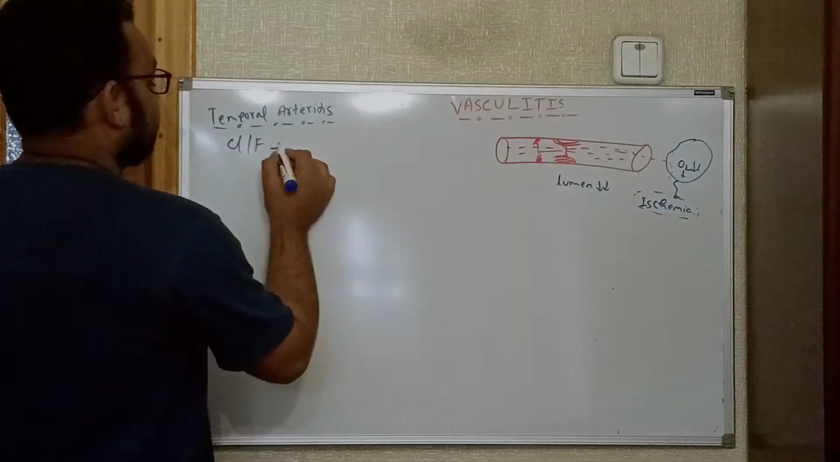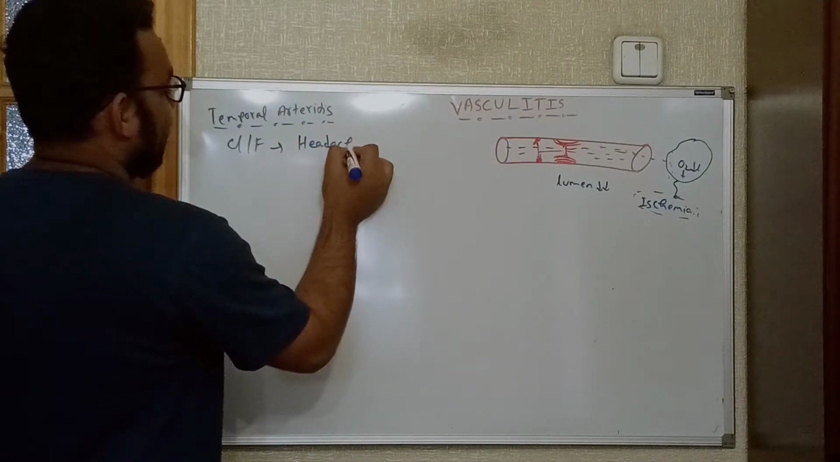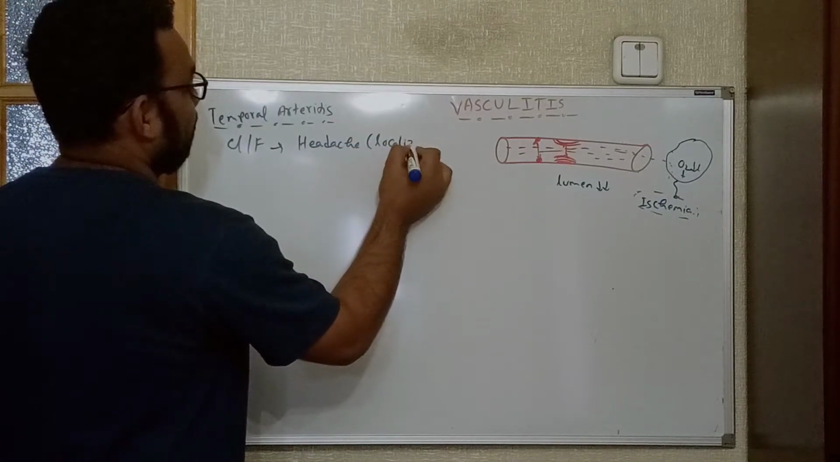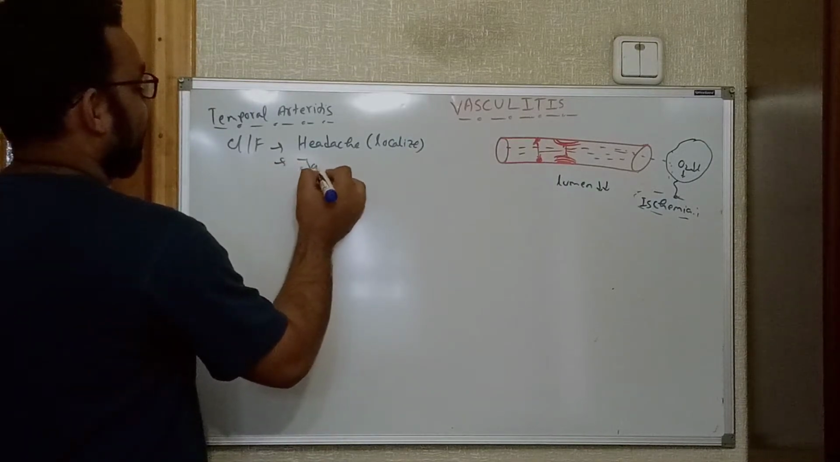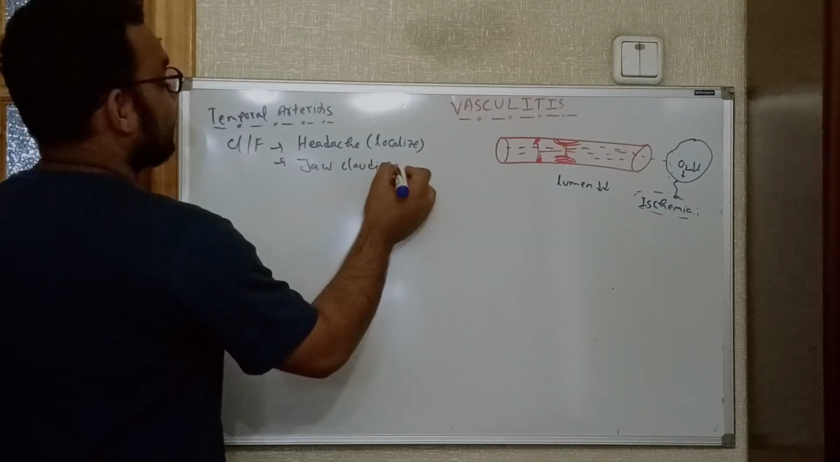So we'll see that headache, and that is localized, not general. Okay. After that we will see the jaw claudication. Why will we see the jaw claudication?